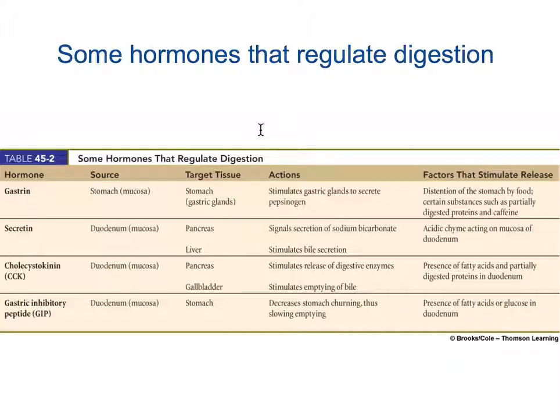Okay, here are some hormones that help to regulate digestion, and gastrin, for example, the source is the stomach, and it stimulates gastric glands to secrete pepsinogen, which is the inactive form of pepsin. And basically, what stimulates the release of this type of hormone is when your belly's distended, right, and your pants feel uncomfortable. That is actually going to trigger the release of gastrin.